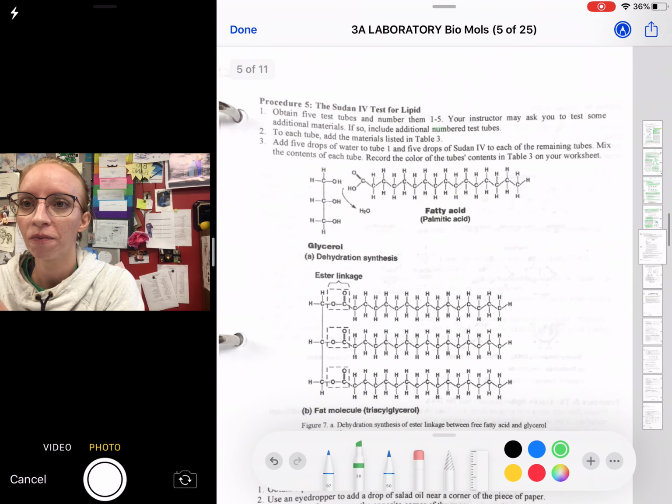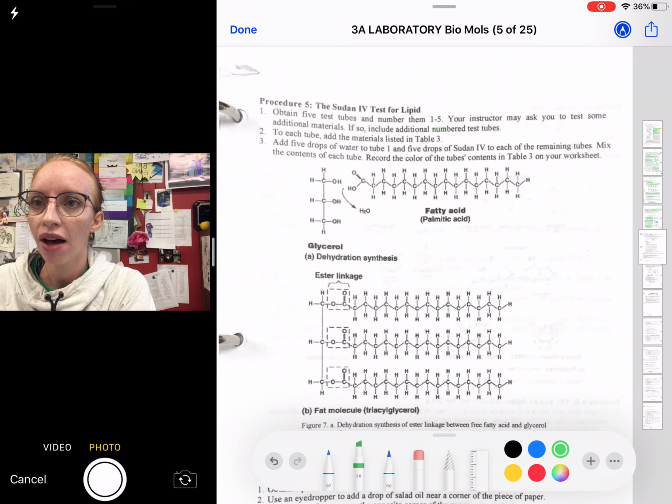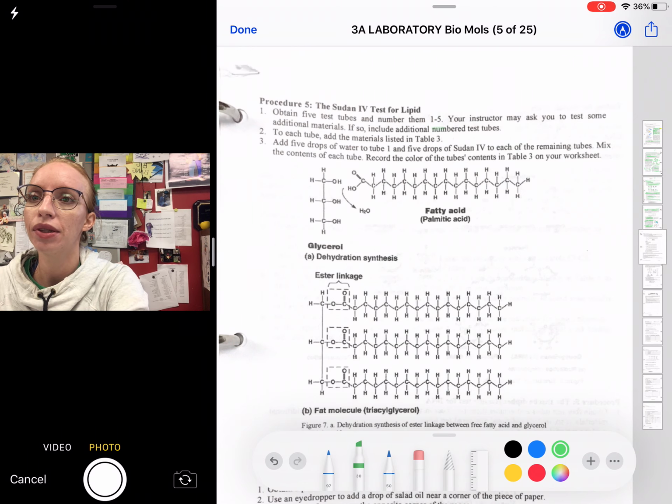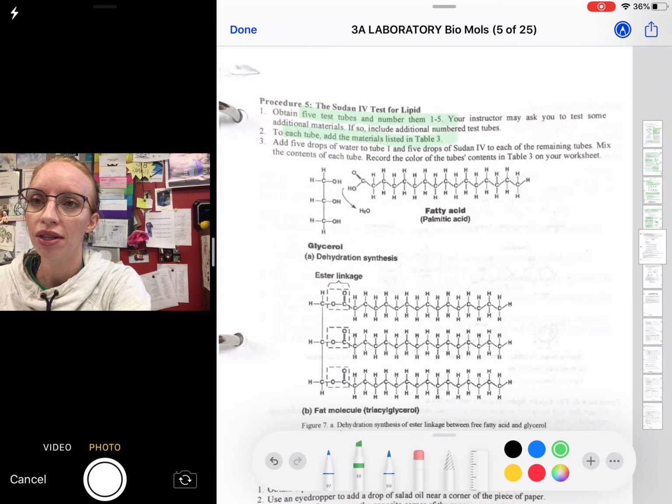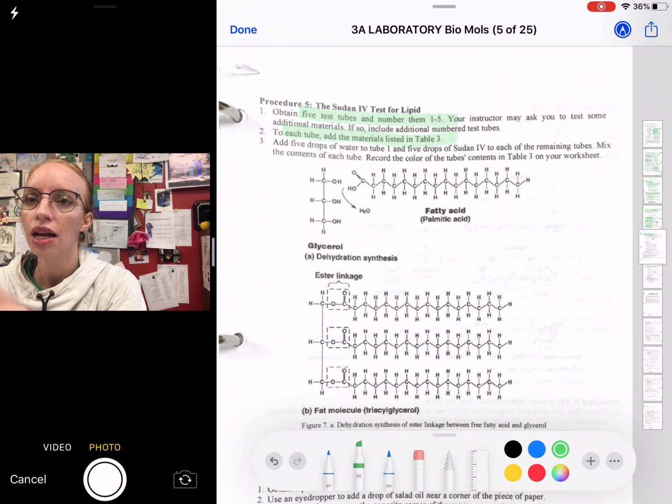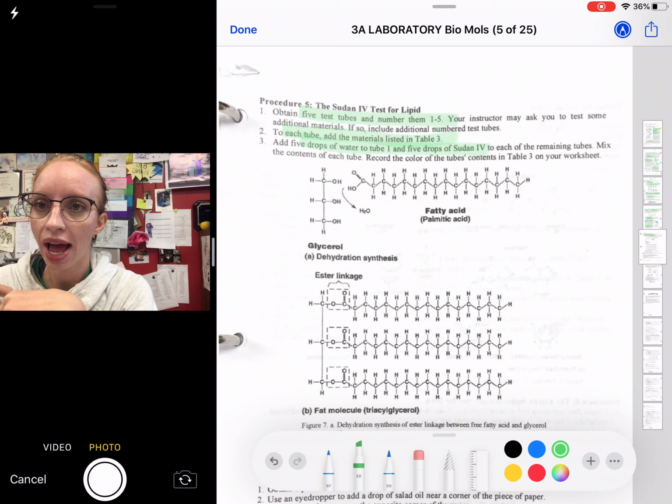If we have the Sudan 4, then we will do 5 test tubes, number them 1 through 5. You will add your materials listed in table 3, the same materials I mentioned before, the egg and the honey. You will add 5 drops of water to tube 1 and 5 drops of Sudan 4 to the remaining tubes. Your water is your negative control, and the Sudan 4 is what you add to see if there's a positive change, and then you record the colors of the tubes.